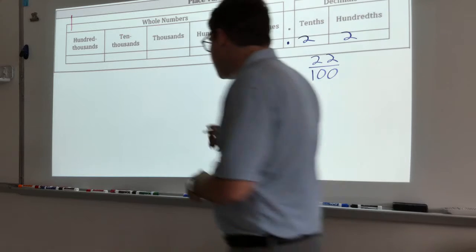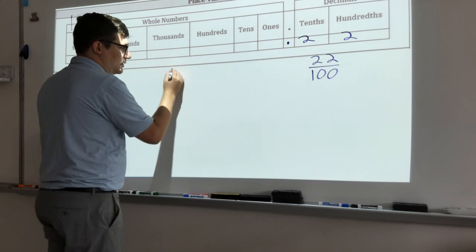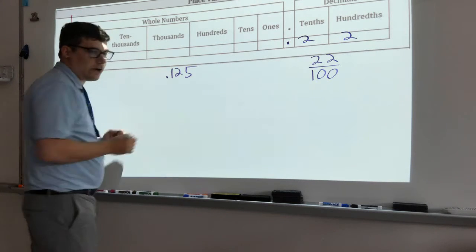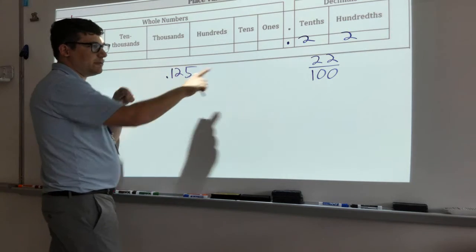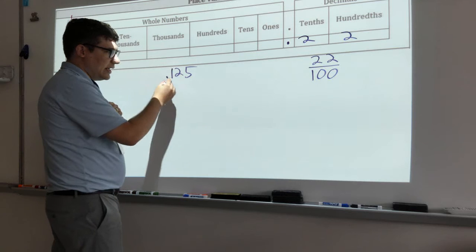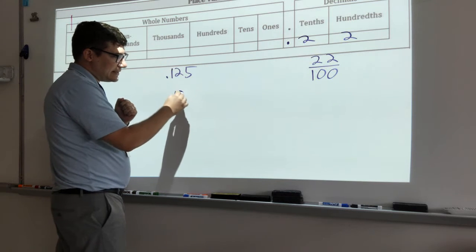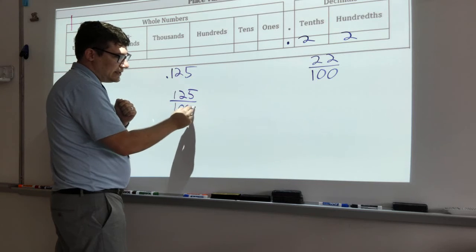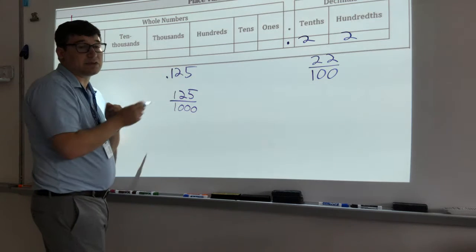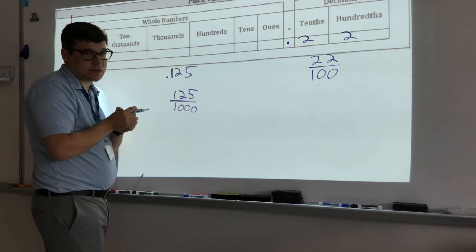Let's say, for example, I had 0.125. This is a very common decimal that you might see, right? I wouldn't write this over 100. Because there are 3 decimal places, it's in the thousandths. I write it over 1,000 with 3 zeros. So however many decimals there are, that's how many zeros you have.